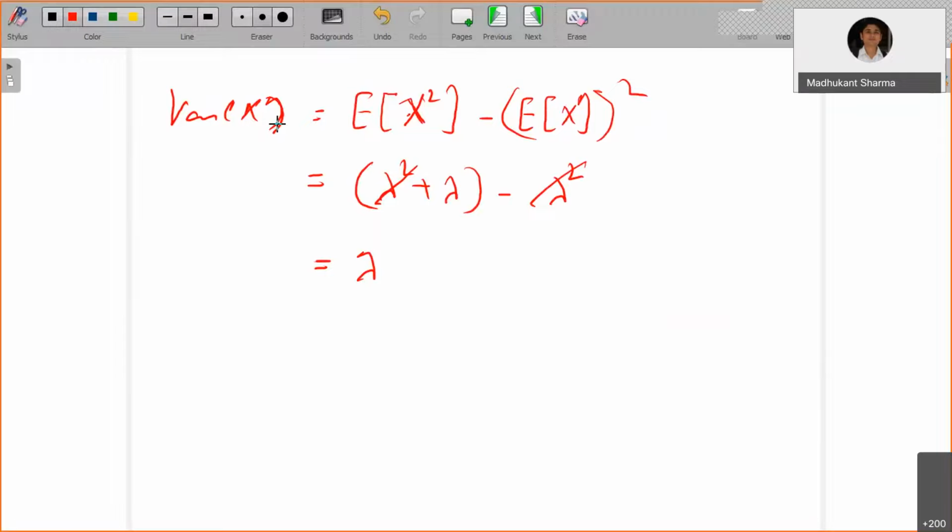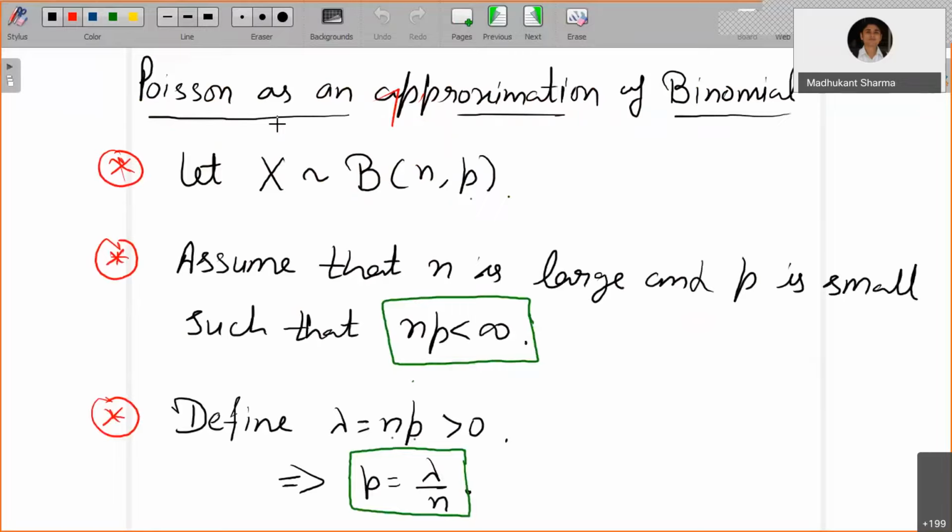This same thing you can also do with the help of the moment generating function. You can look at the moment generating function and talk about the nth moment about the origin, and then you can also relate the variance of x and the expectation value of x by using that fact. We have already discussed Poisson as an approximation of binomial.